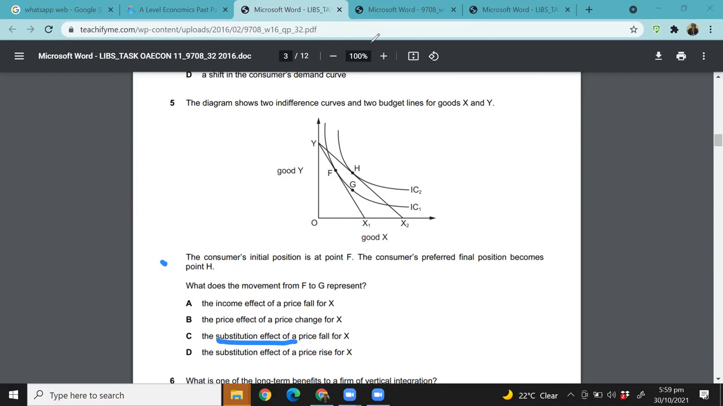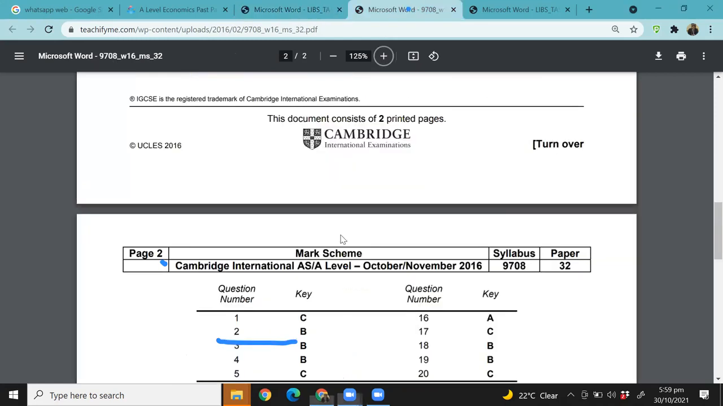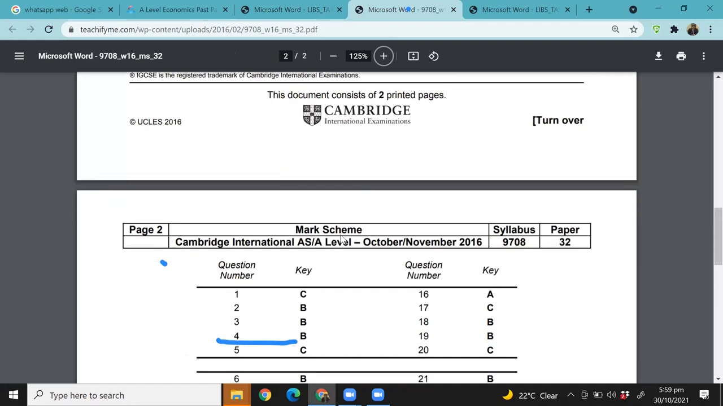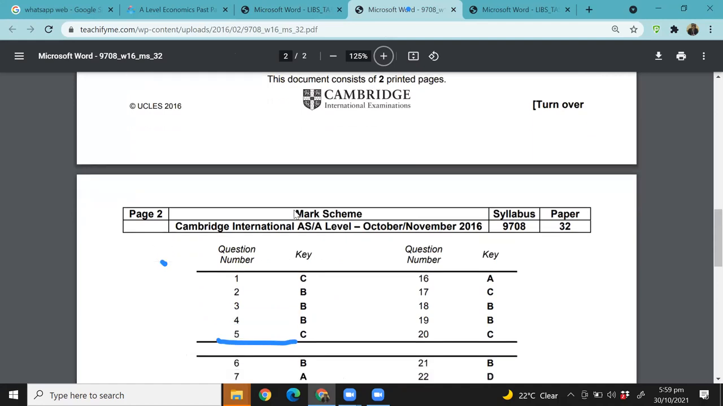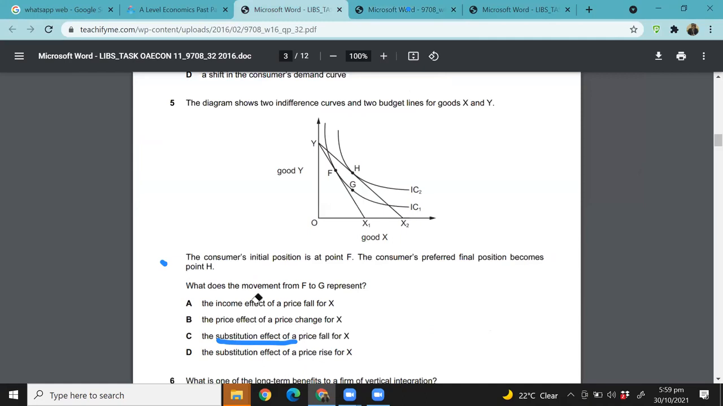Let's quickly check. 5 is, sorry, C. Yeah, C. We meant C. Okay, so that's absolutely correct.